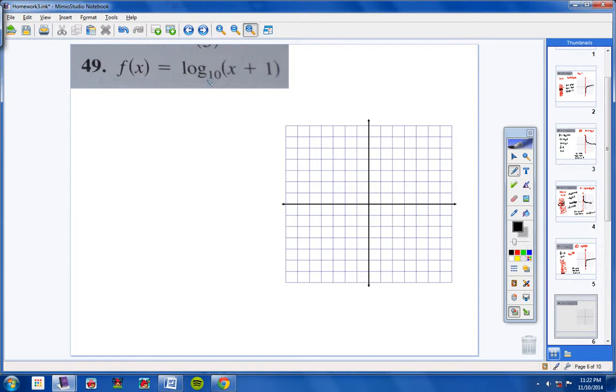Notice again, we're dealing with a base 10, so it should be a lot easier to type into our calculator. Okay? So let's take our argument, which is x plus 1, set it equal to 0, and solve. There we go. So your vertical asymptote is at negative 1. Okay?